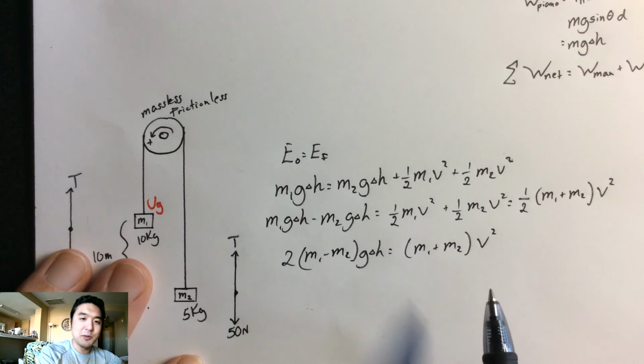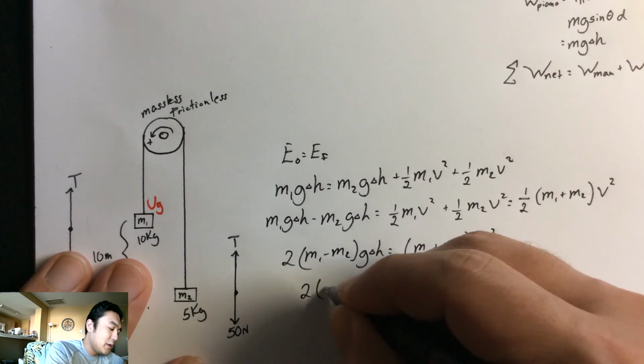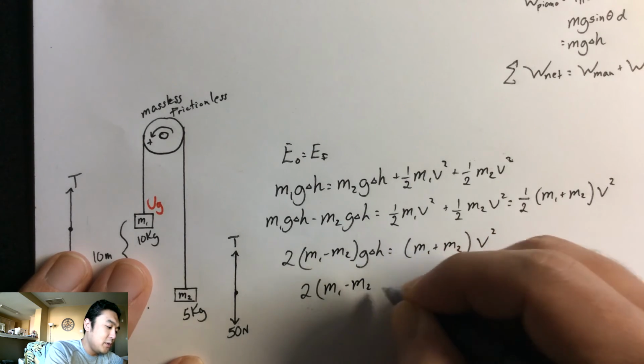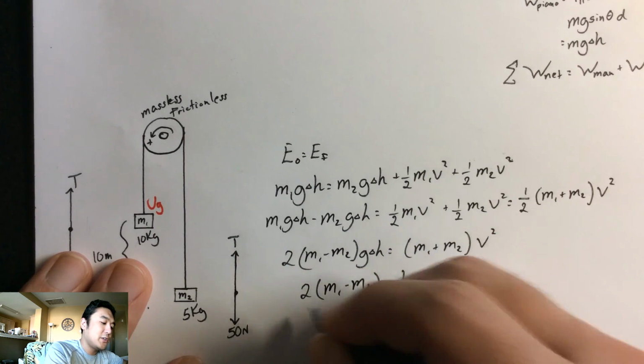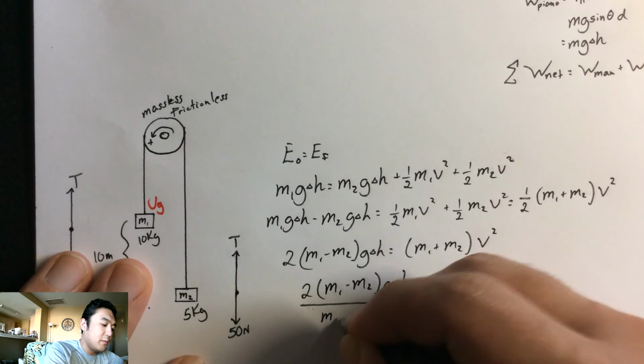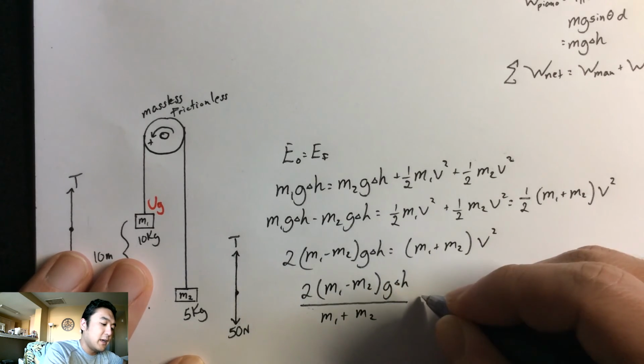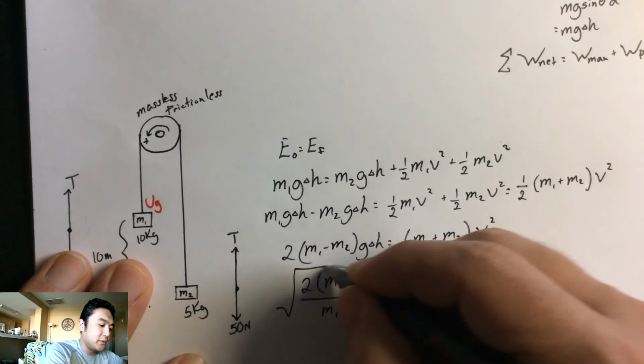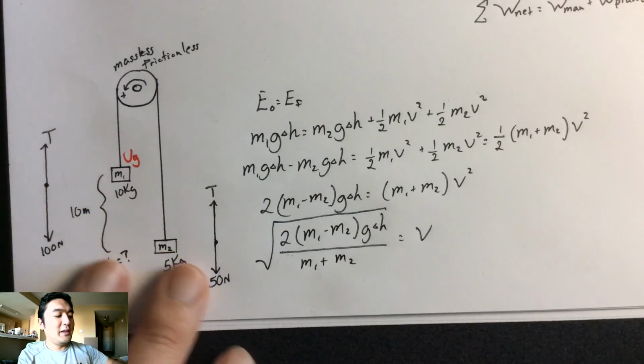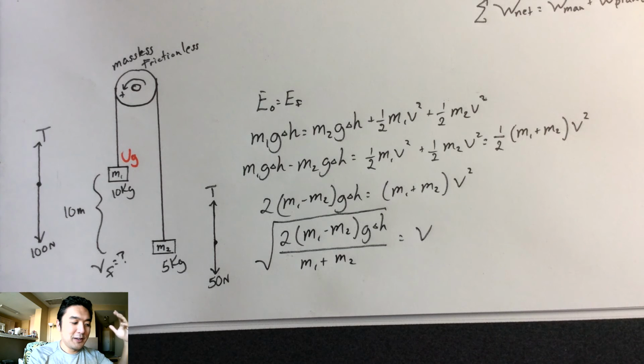So dividing by M1 plus M2, 2 times M1 minus M2 times g delta h, divided by M1 plus M2, is equal to V squared, so we're just going to square root all that. So that would be the algebraic derivation of the velocity of these objects at the very end. You could easily do this with dynamics, using forces to find acceleration, and then using some kinematics, but I think you're going to get to the exact same result here as you would if you did forces and kinematics.